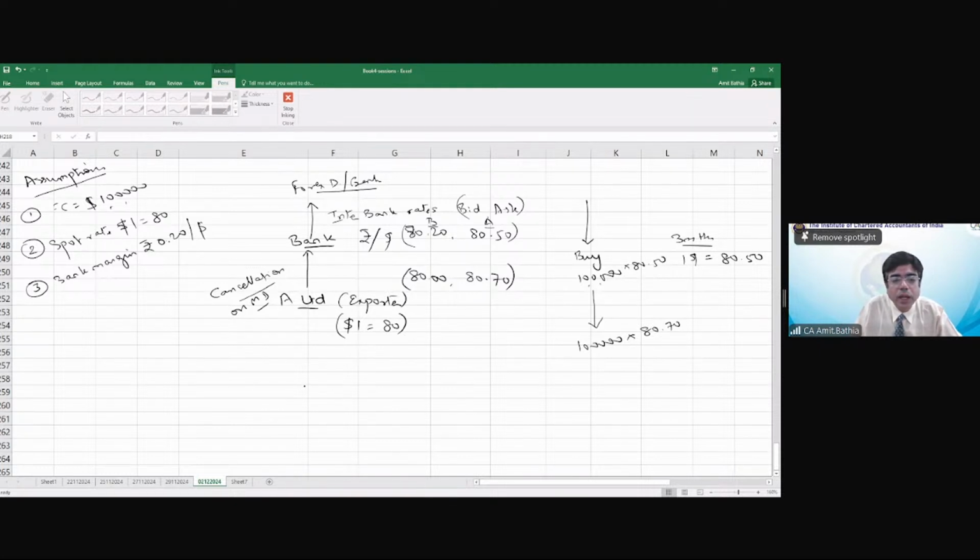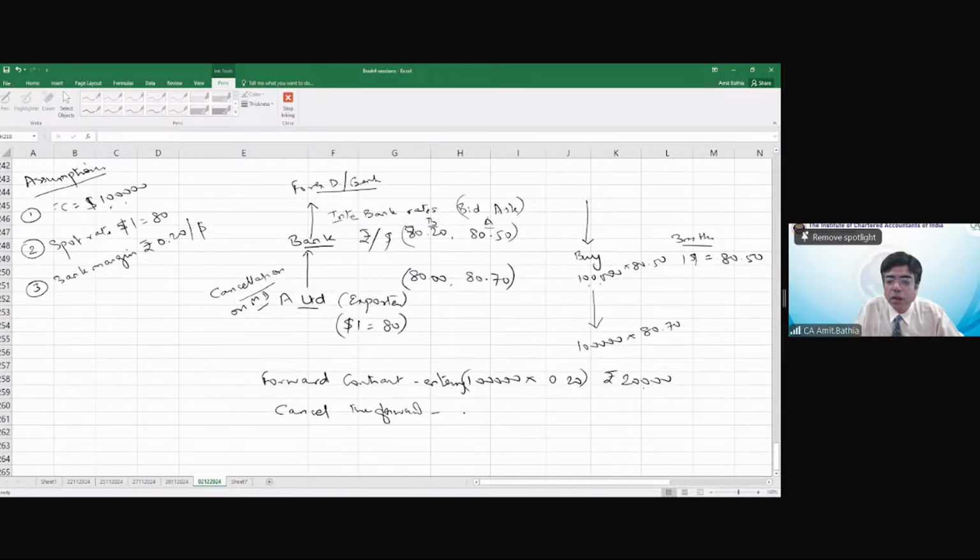So A Limited has to pay when it entered into the forward contract, it will have to pay 100,000 into 0.20 per dollar, right? So that is 20,000 rupees. This was for entering into the forward contract, right? Because that was the bank margin. Now that you want to cancel the forward contract, right? Cancel the forward contract.